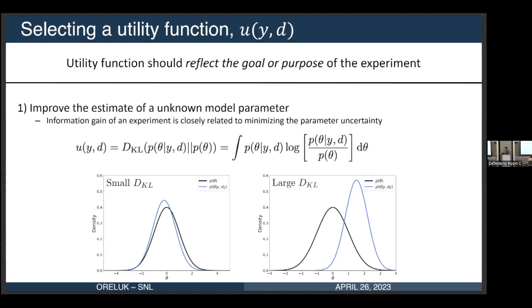And so associated here, small change from our prior shown in black and blue, the posterior. We see a small change that's associated with small Kullback-Leibler divergence. And conversely, on the right, there's this large change. So this is exactly what we want in a utility function. Large shifts in our parameters are quantified by a large value. So let's use this as our utility function.